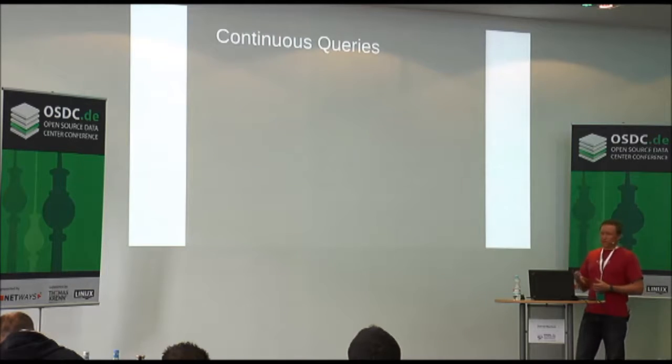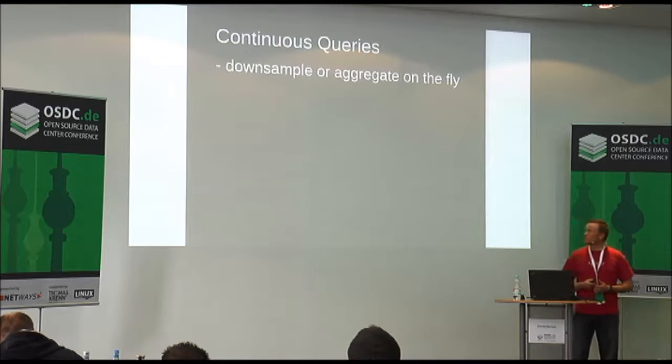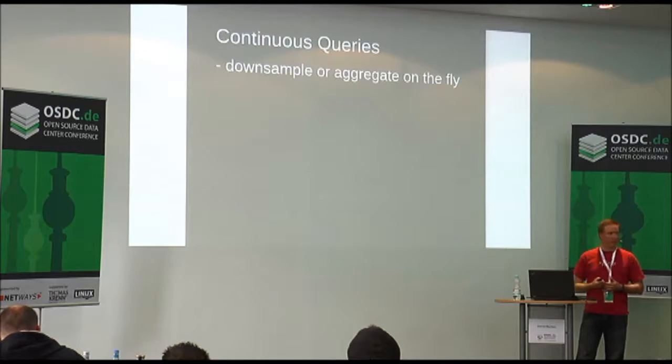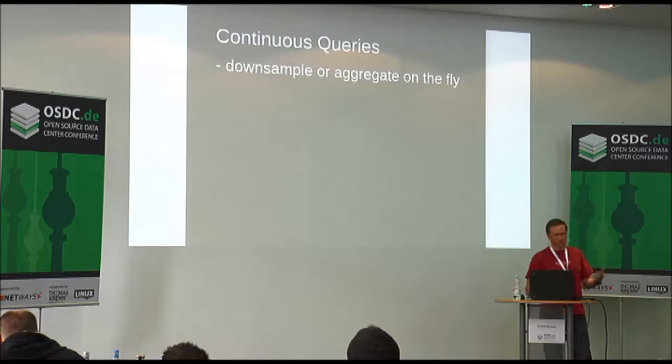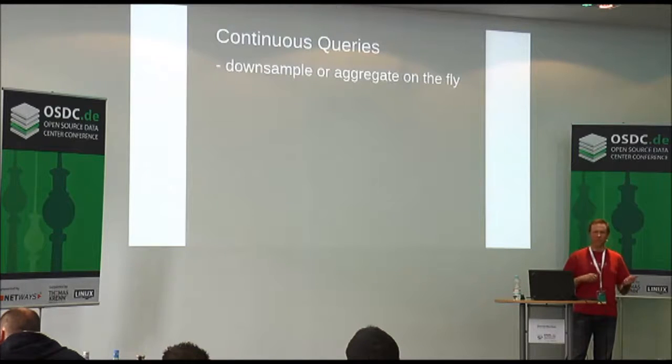So, continuous queries. These are used for downsampling or aggregating data on the fly. If you have a high-res stream of CPU measurements coming in, and on your dashboard you want to look at the averages over a period of time, you can create a continuous query. That could be an expensive query, maybe not, depending on what exactly you're computing. It'll create the roll-up or the aggregation on the fly for you in the background.